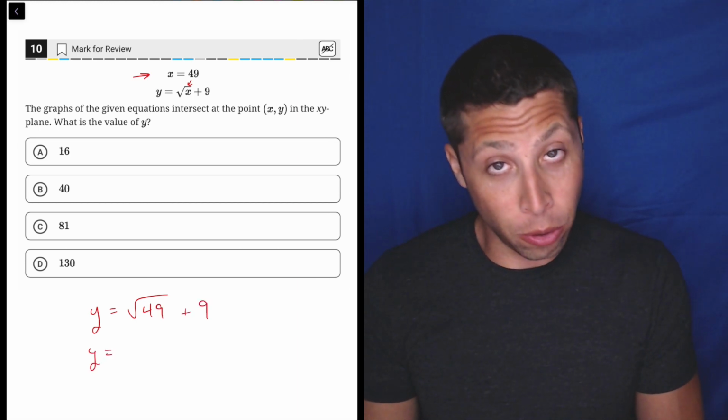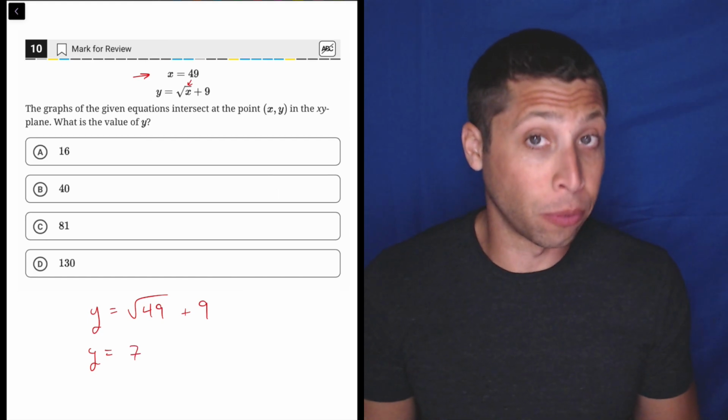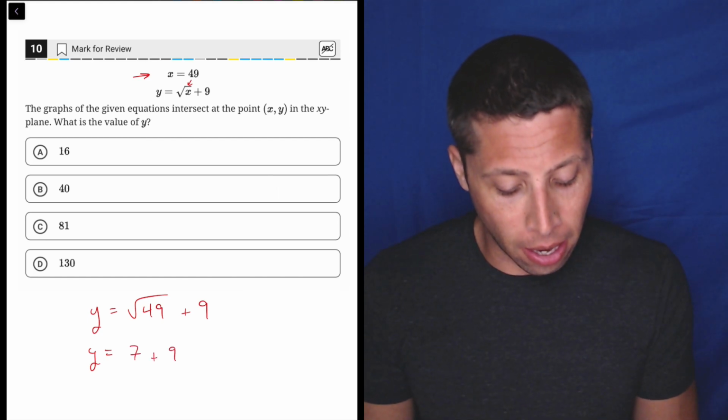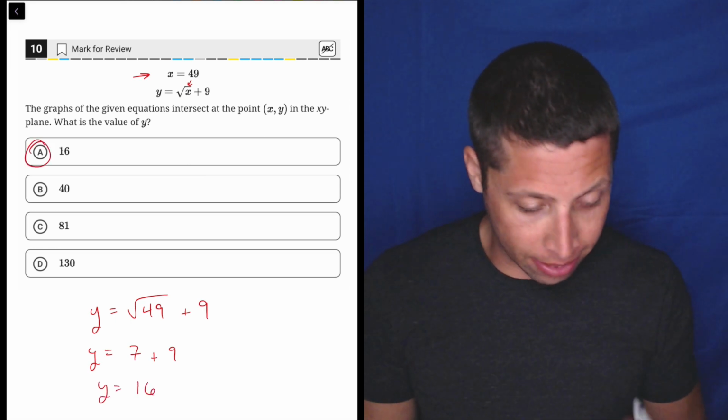You should know, though you can enter it in the calculator, that 49 is a perfect square, and the square root of 49 is 7. So 7 plus 9, y is equal to 16. Choice A is the answer.